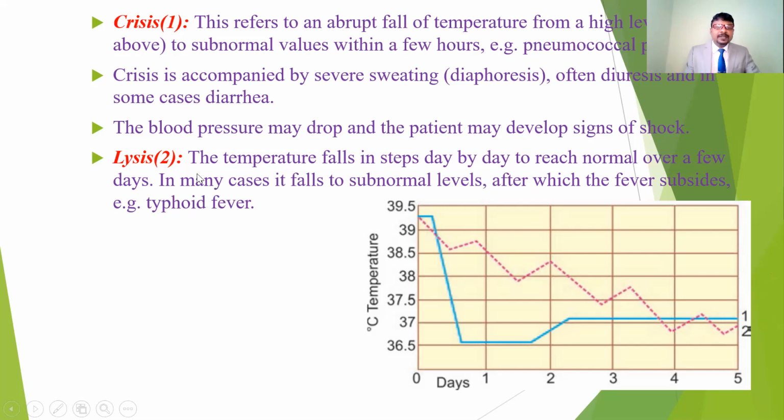This type of temperature is commonly seen in typhoid. This crisis is associated with diaphoresis, that is severe sweating, and also diuresis, that means increased urine formation, and in some cases there may be diarrhea. So these symptoms are also going to accompany the crisis. Lysis is commonly seen in typhoid fever.